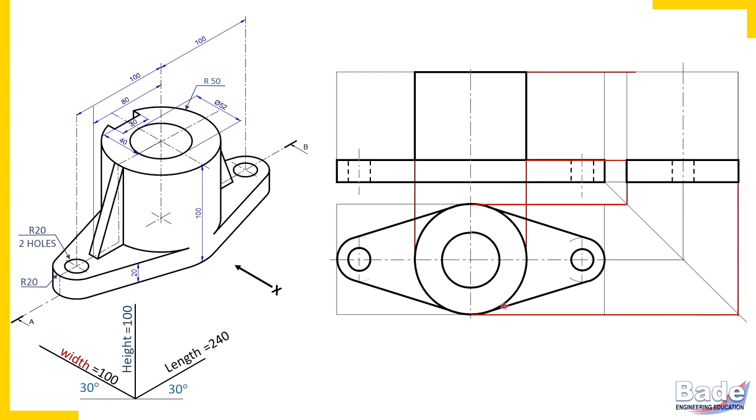I've taken projector from front view to side view and top view to side view. So the cylinder is ready in the side view also. Now check here how to create this joint, the tangential joint.